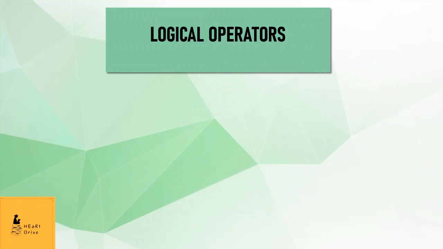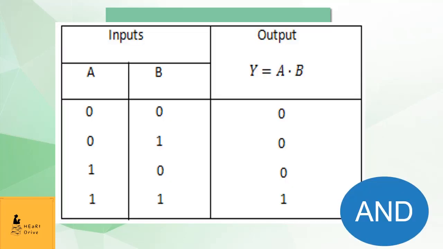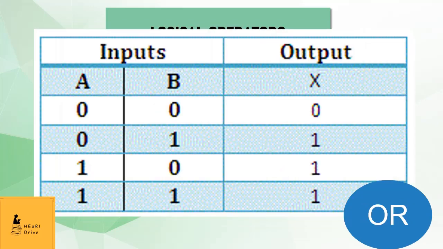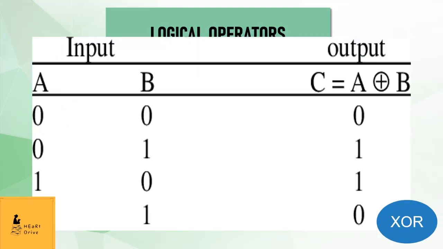Logical operators. Logical operators are used on Boolean data types. It performs specific operations on two Boolean values and gives the resultant Boolean. AND operation is similar to multiplication. It is multiplication of two Boolean values. OR is addition of Boolean values. NOT is complementing the input. XOR is a special operator which gives an output as true if both the inputs are different and gives false as output if both the inputs are same.